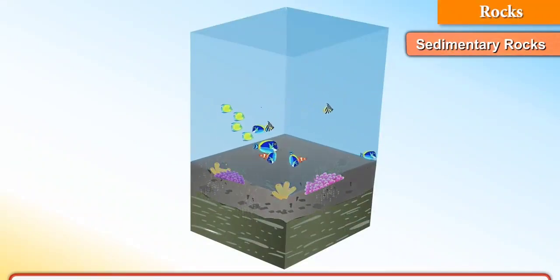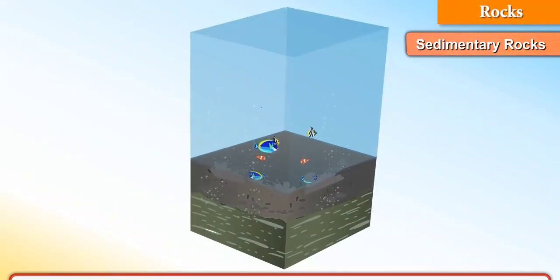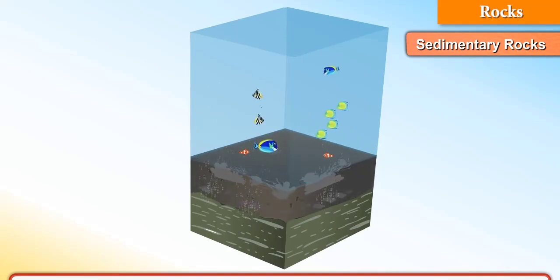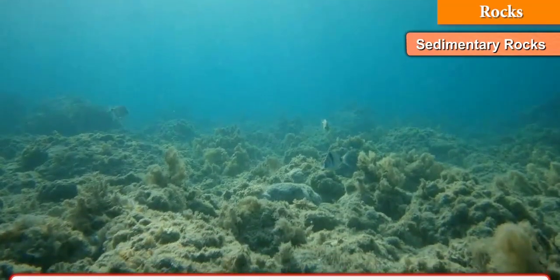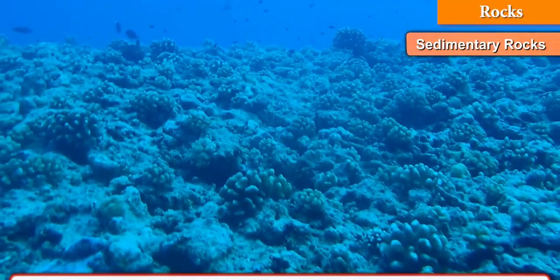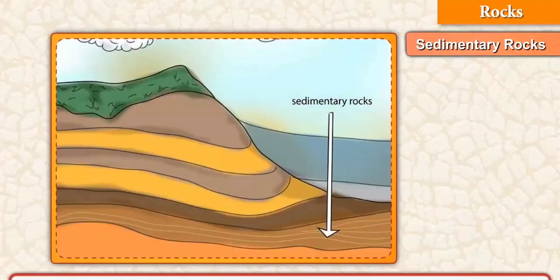The layers are cemented together by mineral. Repeated deposition of layers presses down the lower layers and then turns them into rocks. Such rocks are called sedimentary rocks. Sedimentary rocks are also formed from the shells of sea creatures. About 75% of the rocks found on the surface of the earth are sedimentary rocks.